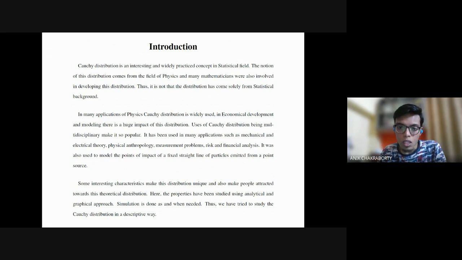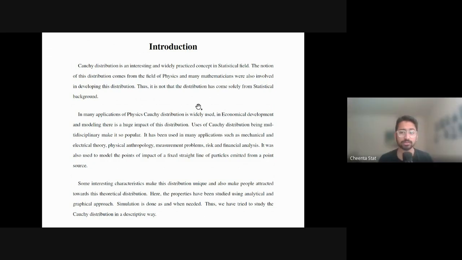There are several branches of mechanical and electrical theory, and measurement problems. Also in the financial field, some risk distributions follow extreme distributions which can be modeled by Cauchy. That's interesting, I didn't know that. That's really great.